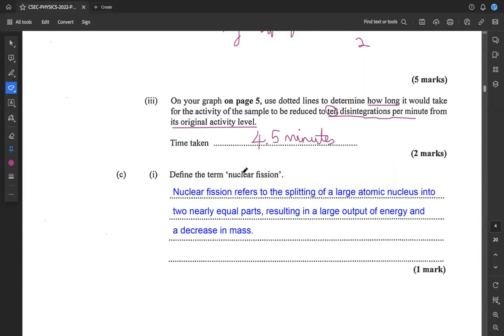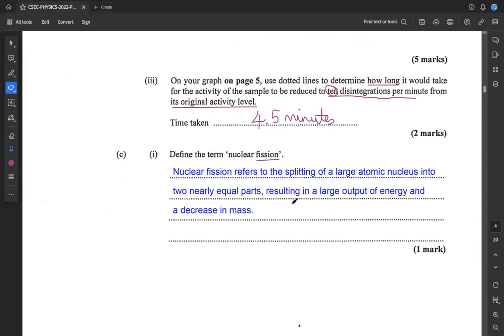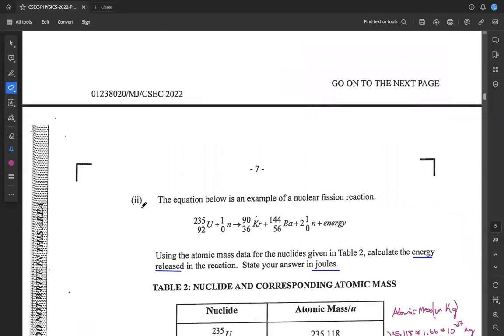So fission, when we hear the word fission, that's splitting up, right? Fusion would be a joining of 2 smaller nuclei, whereas fission is the splitting. It's a splitting of a large atomic nucleus into 2 nearly equal parts or smaller units. And when we do that splitting, we're going to release a large amount of energy and a decrease in mass. So this is all encompassing and should be solid for the 1 mark they're allotting for this definition. So it's just a splitting. Make sure that you capture that. Fission means splitting.